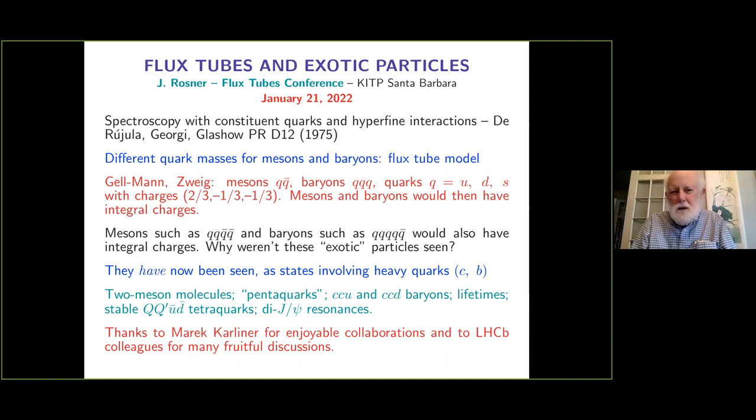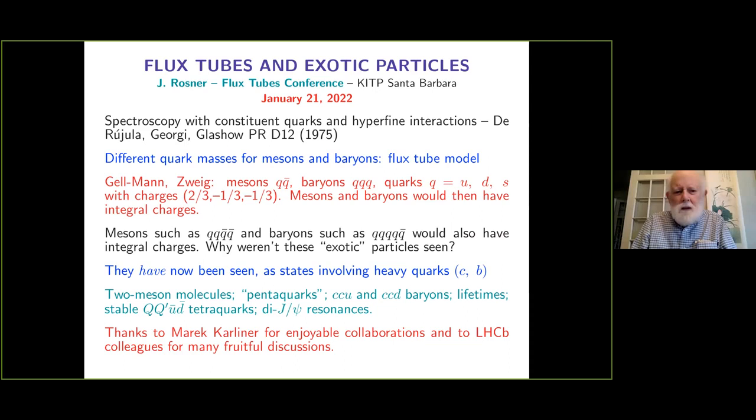If you do this, you find that you have to use different quark masses for mesons and for baryons. And this is related to the flux tube model. Gell-Mann and Zweig originally proposed any combination of quarks and anti-quarks giving integral charge, so with a Z3 symmetry. And mesons such as tetraquarks and pentaquarks would also have integral charges. And the question is, why weren't these exotic particles seen? And they now have been seen, particularly involving states with heavy quarks, charm and bottom.